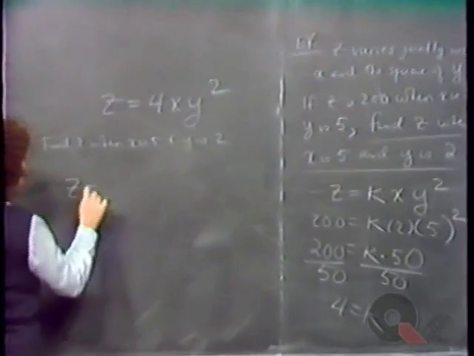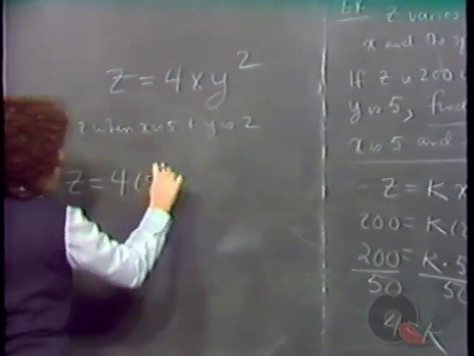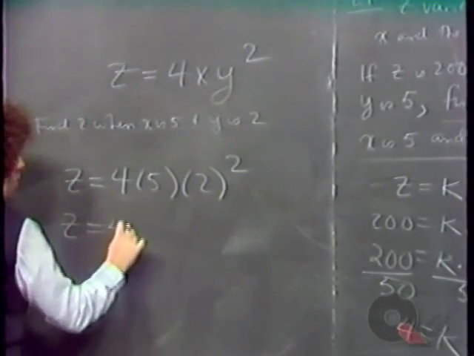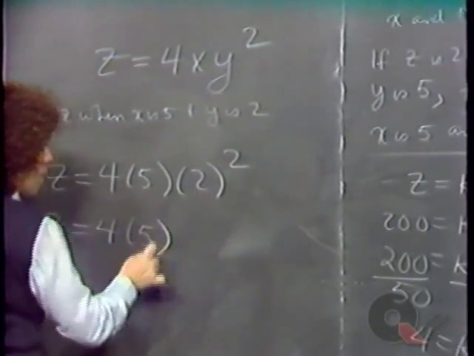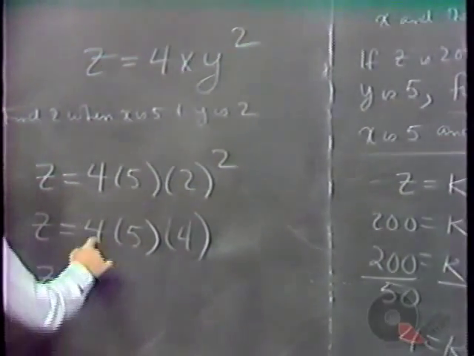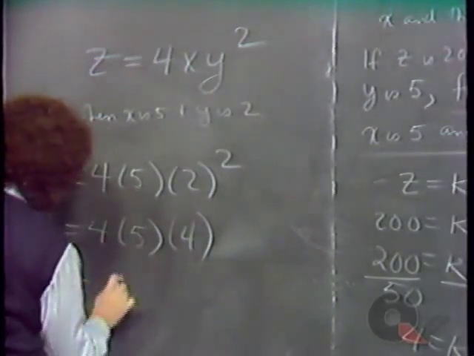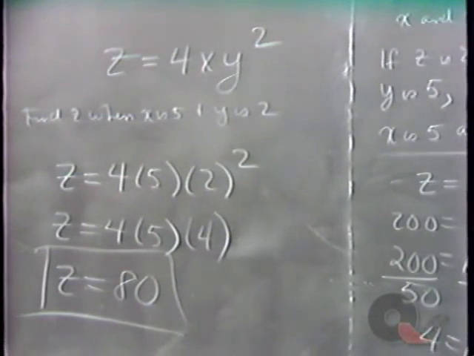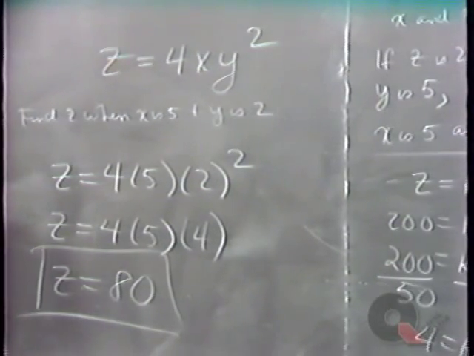Okay, so we want to find z. X is now 5 and y is 2. So that's 4 times 5, 2 squared, that's 4. 4 times 5, that's 20, times 4 is 80. So our answer is that z is 80 when x is 5 and y is 2. And that brings us to the end of our tape.